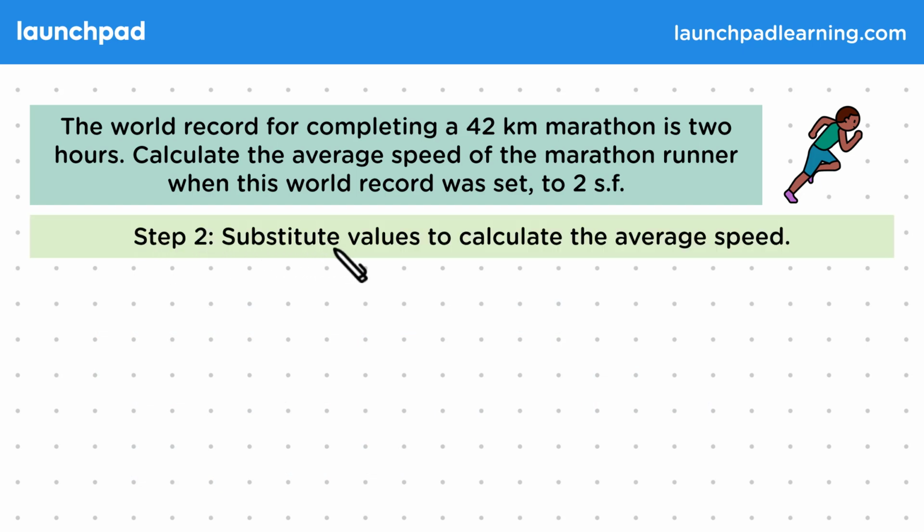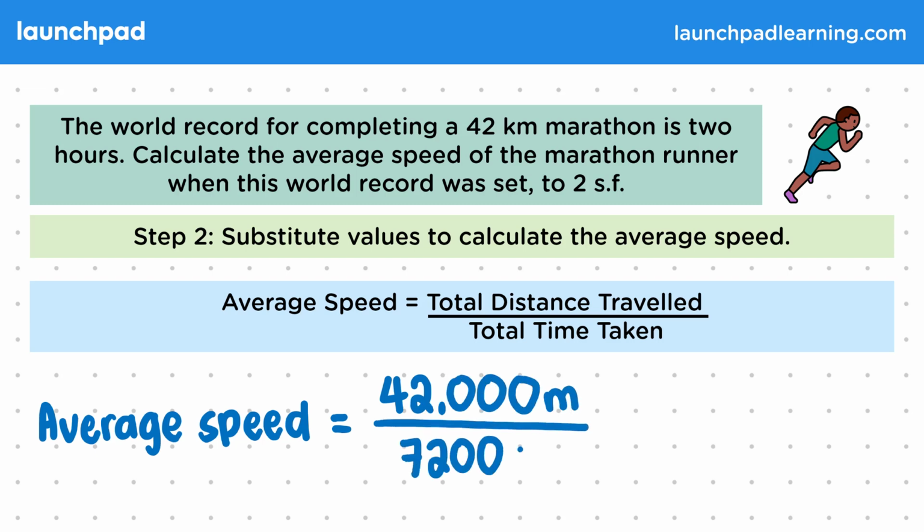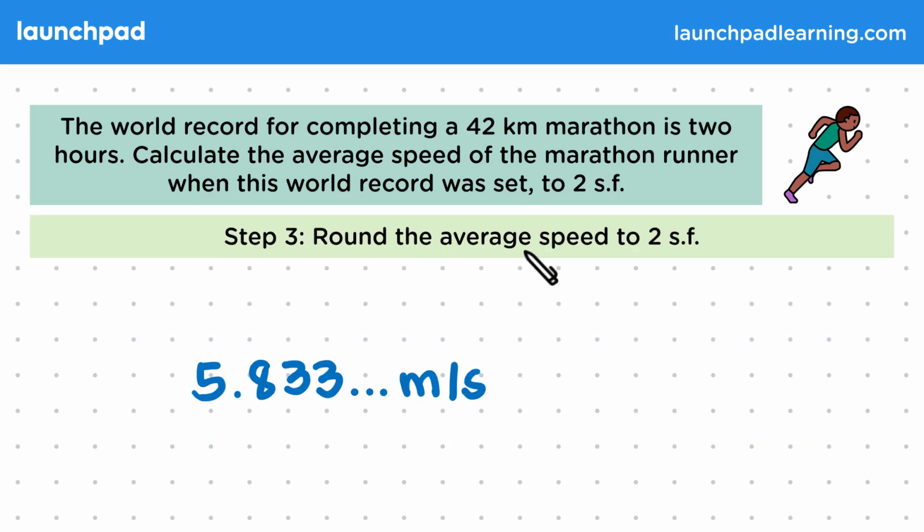For step 2, let's substitute the values to calculate the average speed. So the average speed is equal to 42,000 metres divided by 7,200 seconds, which is equal to 5.833 metres per second. Then for the final step, let's round the average speed to 2 significant figures. The first significant figure is 5 and the second is 8. The next value is 3, so we don't need to round. So the final answer is 5.8 metres per second to 2 significant figures.